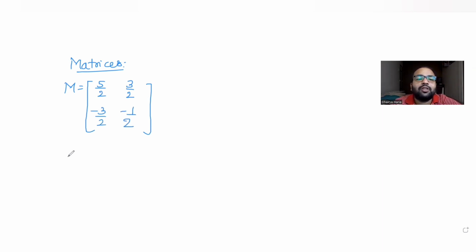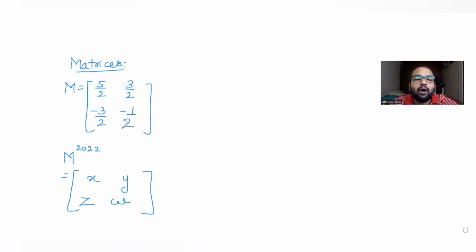Let's see today's question. Today's question is from the topic of matrices. We have been told that a matrix M is present, which is a 2 by 2 matrix having the elements 5/2, 3/2, -3/2, -1/2. We have been asked what can be the value of the matrix M^2022. We need to find the four elements of M raised to 2022, let's say X, Y, Z, and W. So we need to find all these values of the matrix raised to 2022.